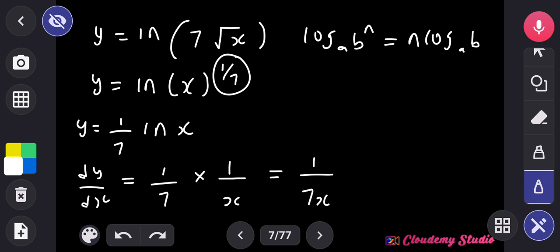Because logarithm and natural logarithm work with the same formula, they follow the same rule. Now let us solve a question under logarithmic function.